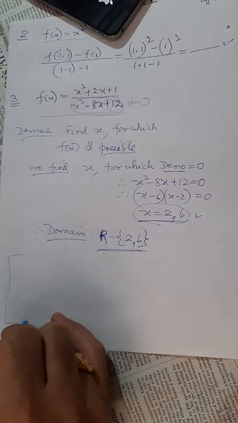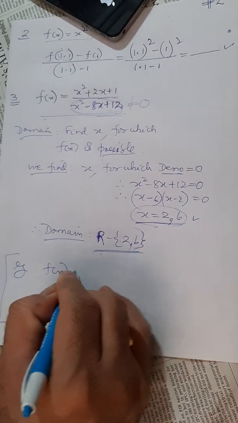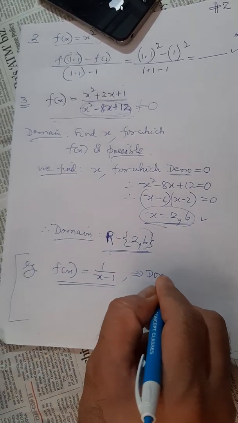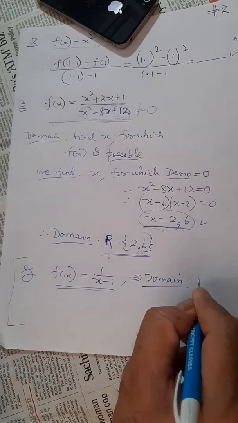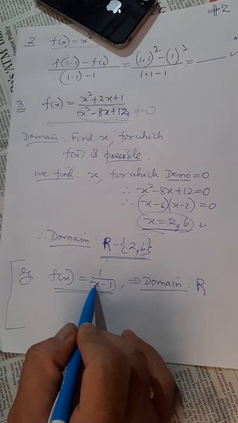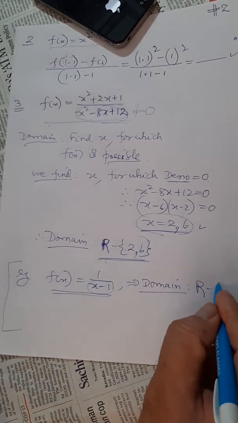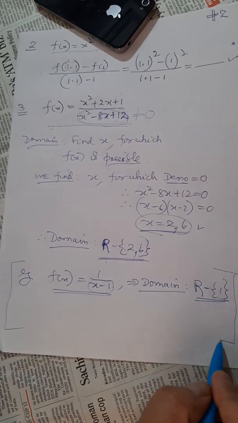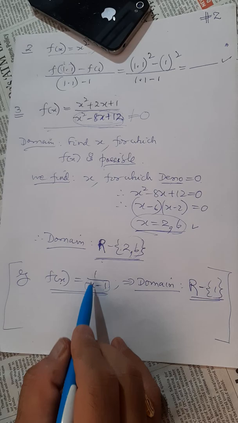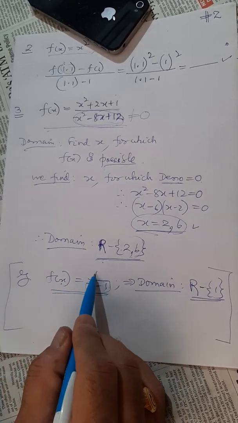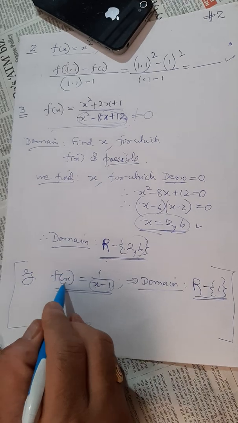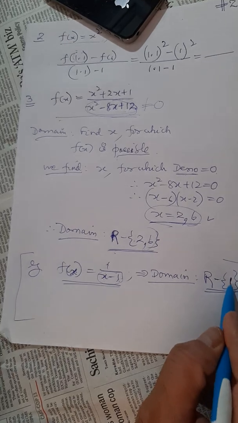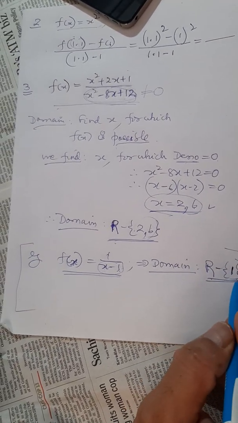For example, if f(x) equals 1 upon x minus 1, what's the domain for this function? The domain would be all real numbers, except where this becomes 0. At 1, if I put 1, 1 minus 1 is 0, so we drop 1. So the domain will be all real numbers other than 1. This is the way of getting the domain. If I put 0, not an issue. If I put 2, not an issue. If I put 1 by 2, not an issue. The only problem arises at 1.